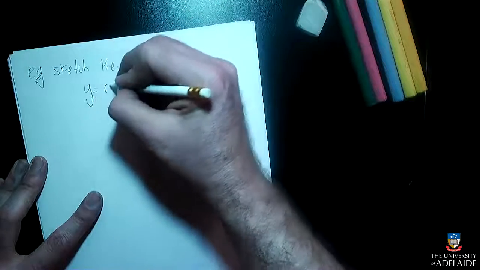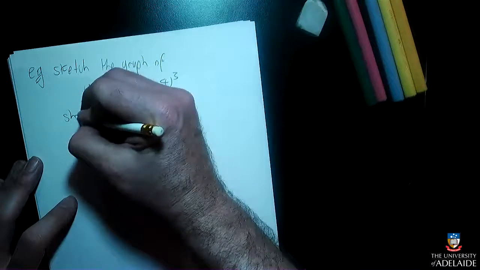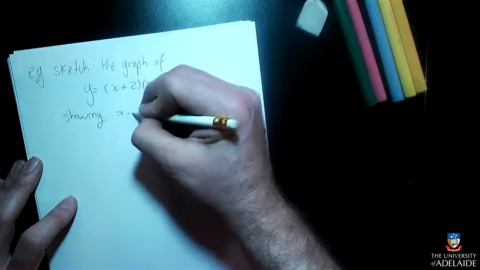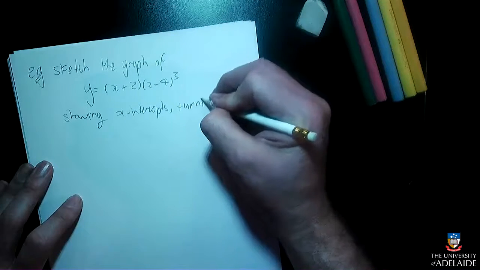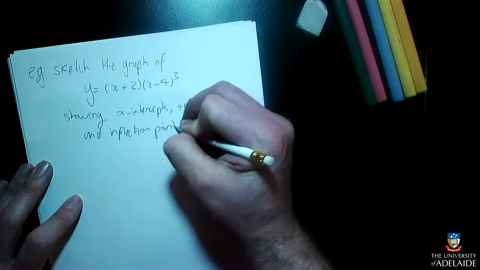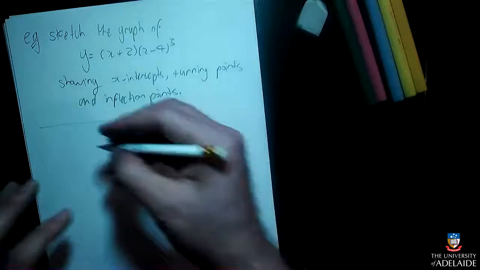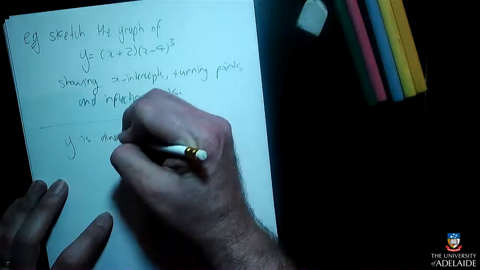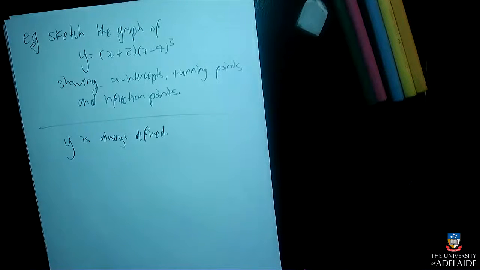Sketch the graph of y equals (x plus 2)(x minus 4) cubed, showing x-intercepts, turning points and inflection points. Well, it's always defined, so I don't have to worry about the annoying extra point that I have to keep considering all the time.